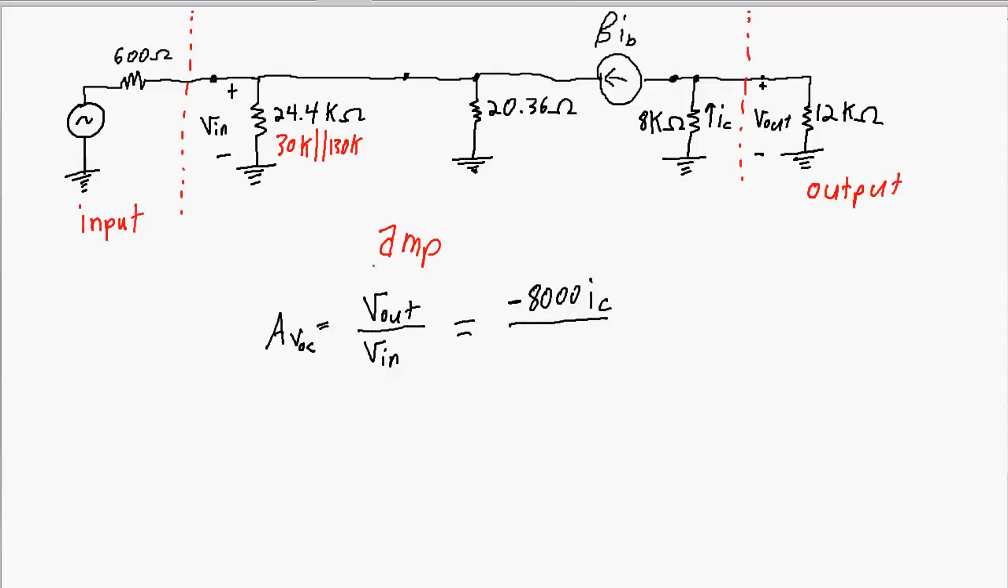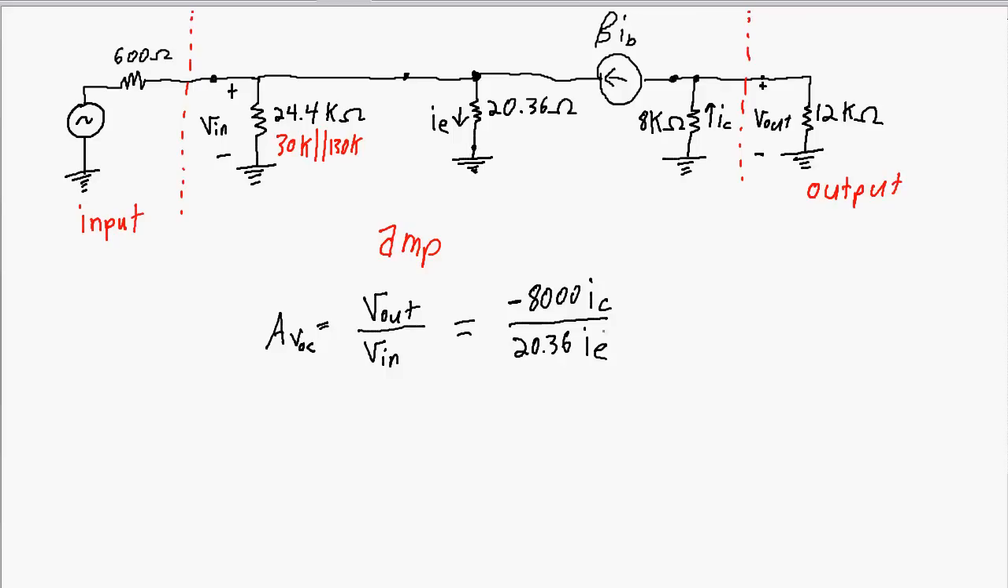Now, on the input side, the input voltage is the voltage between ground and this point here. But let's look over here. Electrically speaking, this point all along the top is the same. So the input voltage is also the voltage between this point and this point. And the current that's going through this resistor is IE. So the voltage across this resistor, the voltage between these two points, is going to be 20.36 times IE.